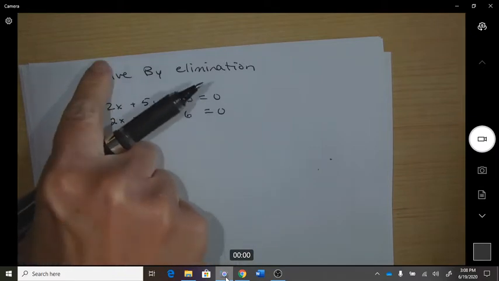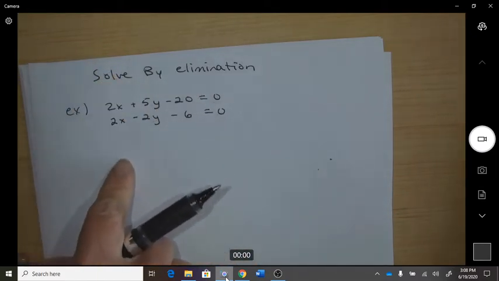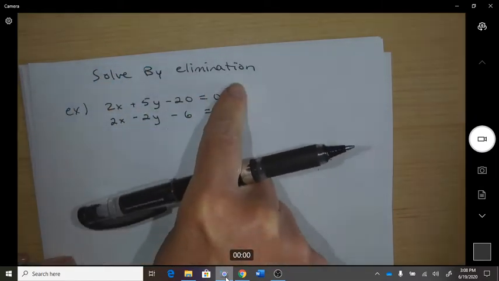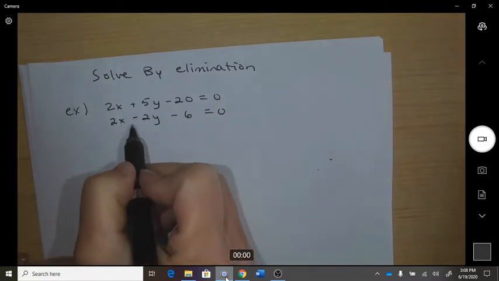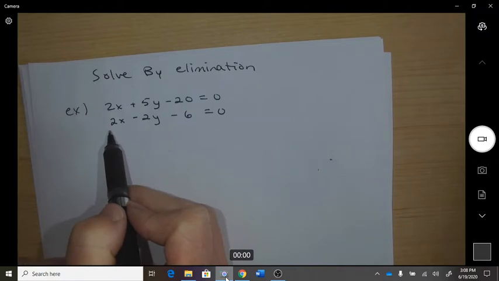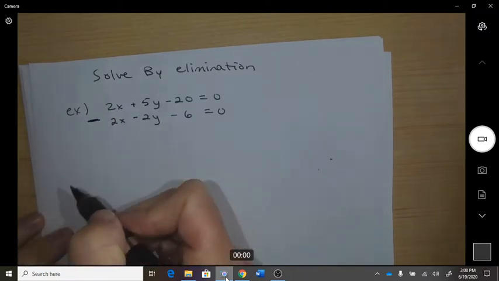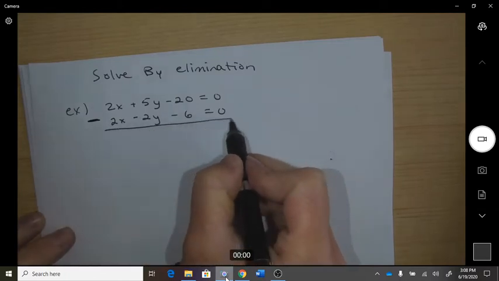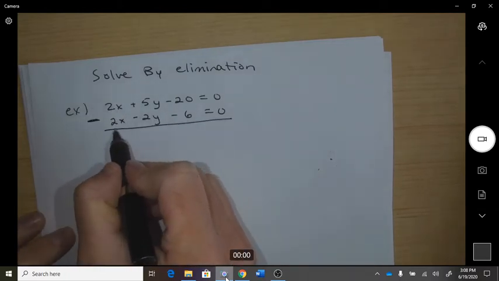So in elimination you line things up. So x is on top of each other, y's, numbers, they all have to be lined up. And here I can think about if I have this and I subtract it, I would eliminate all the x's away. So I'm going to subtract the two lines. So 2x subtract 2x is gone.